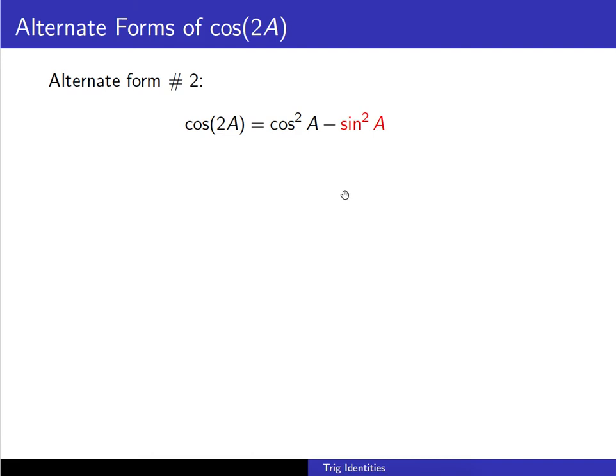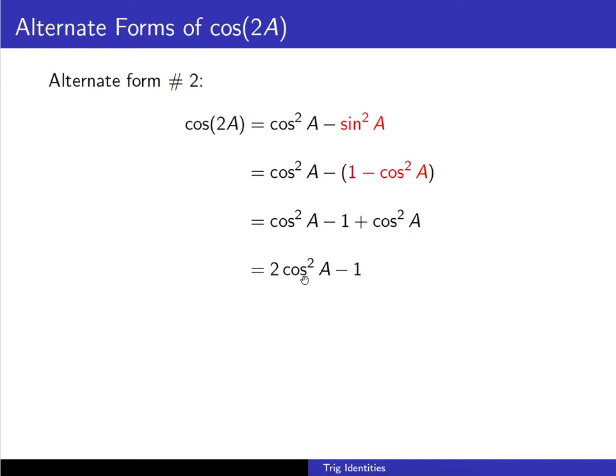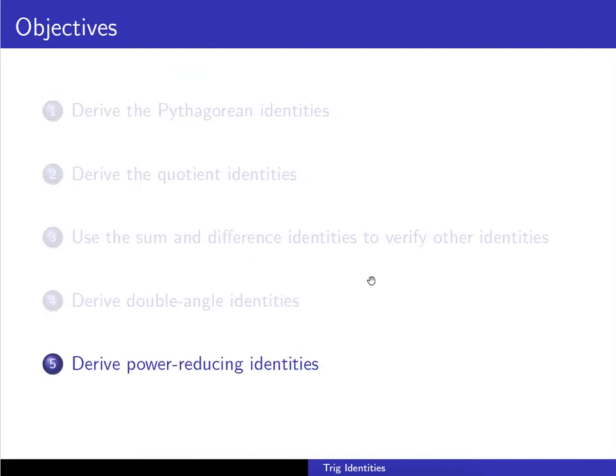Our other form is looking at the sine squared of a as 1 minus cosine squared. So substituting a 1 minus cosine squared of a in for this sine squared a, we get cosine squared a minus the expression 1 minus cosine squared a. Now distributing our negative through, we get minus 1 and plus cosine squared, and then cosine squared plus cosine squared is 2 cosine squared. So another alternate form for cosine of 2 times a, or our double angle cosine identity, is 2 times the cosine squared of angle A minus 1.